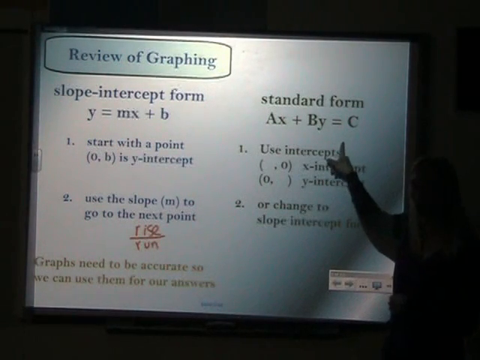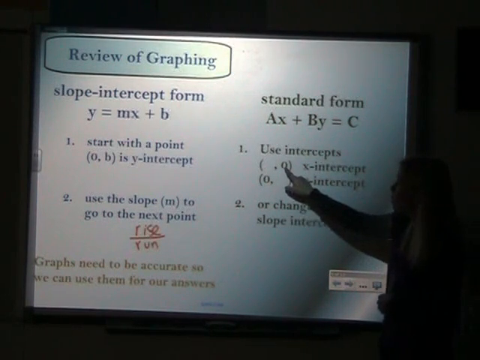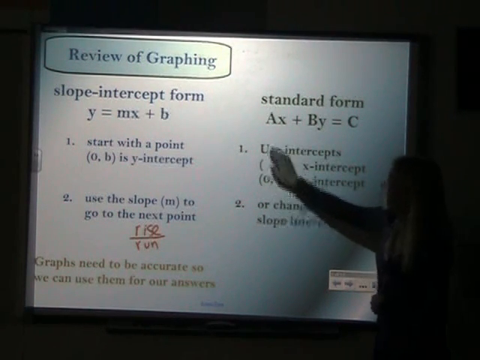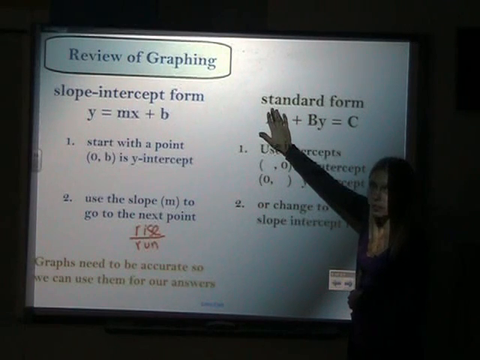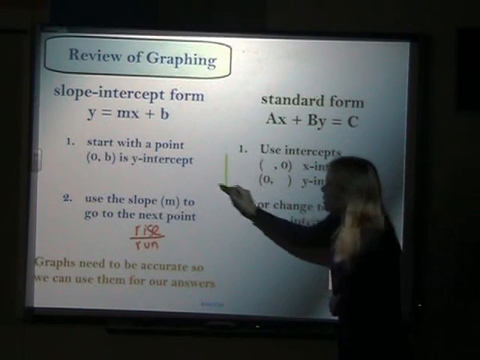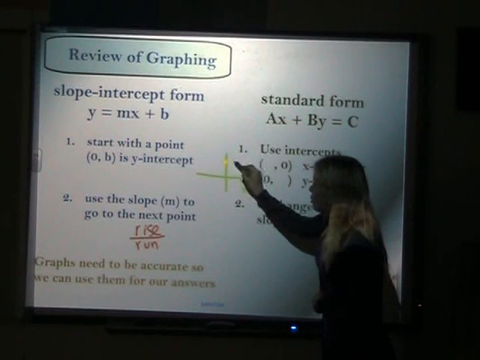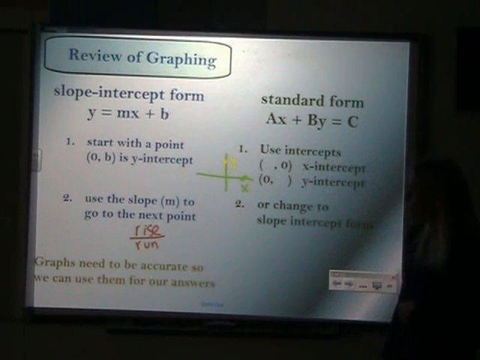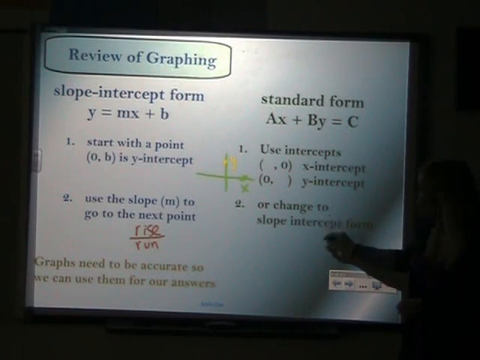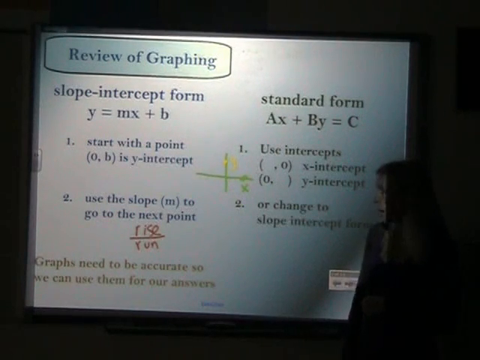If it's in standard form, the easiest way to do this is to use your 2 points, your intercepts. So I plug 0 in for y, and I solve that to give me x. I plug 0 in for x, and I solve this to give me y. And then I would graph those 2 points. Again, your x-intercept and your y-intercept would be where you would graph those values, and then you would draw your line. Your other option, which some of you like to do, is change it into slope-intercept form, so solve for y, and then you can go through that as well.